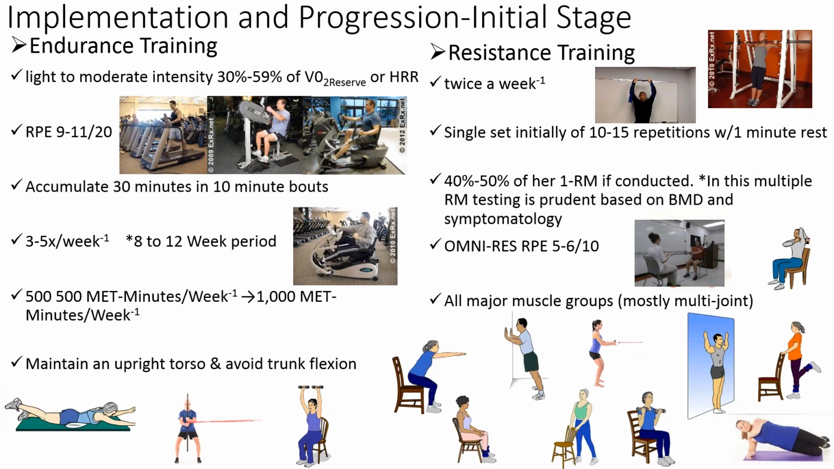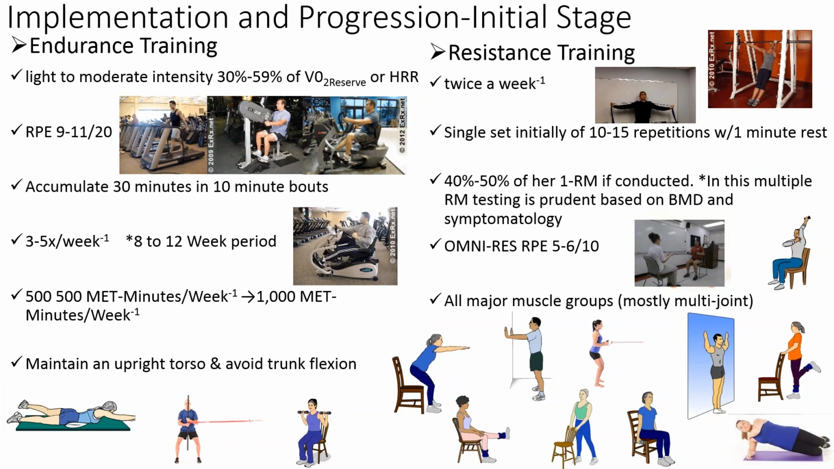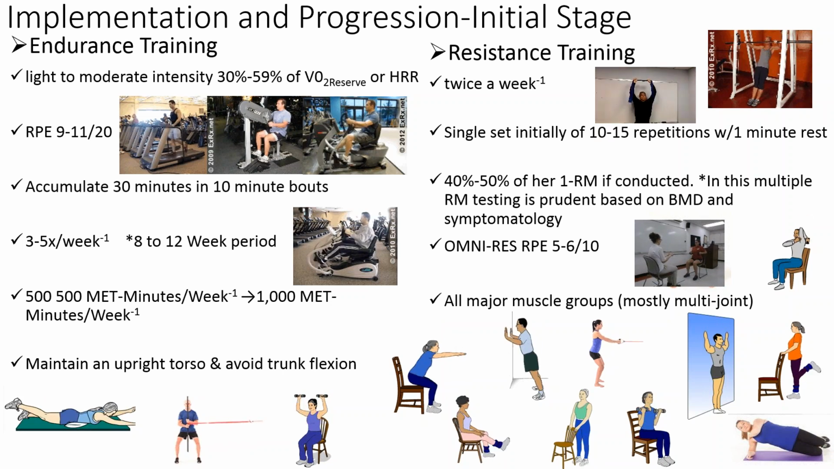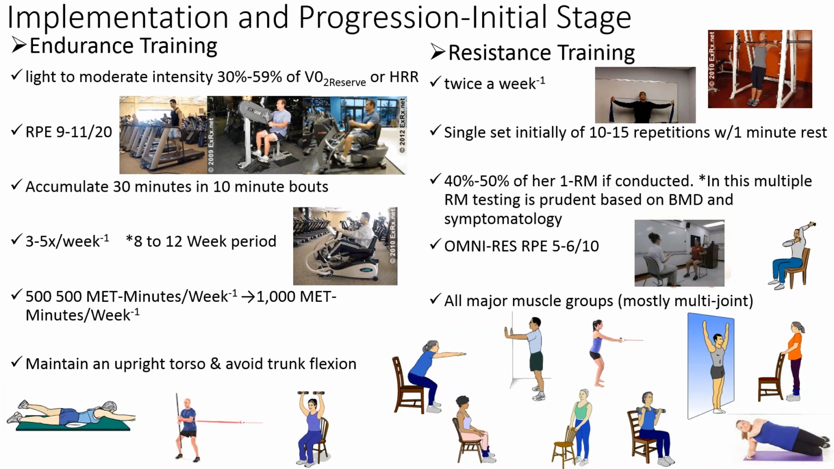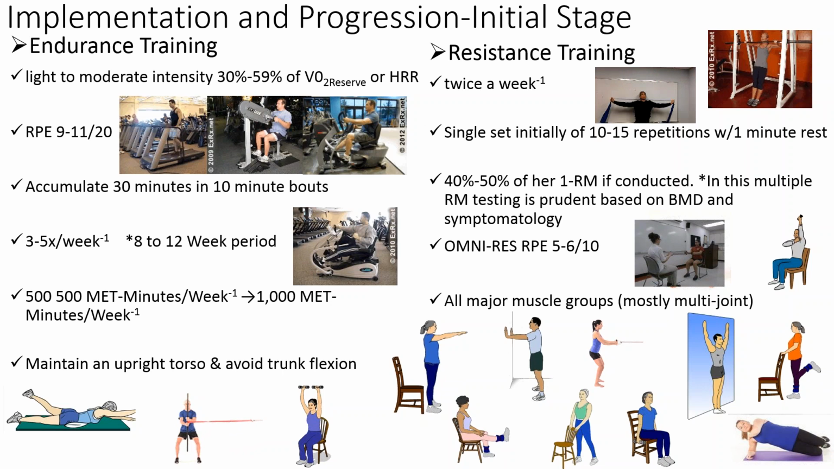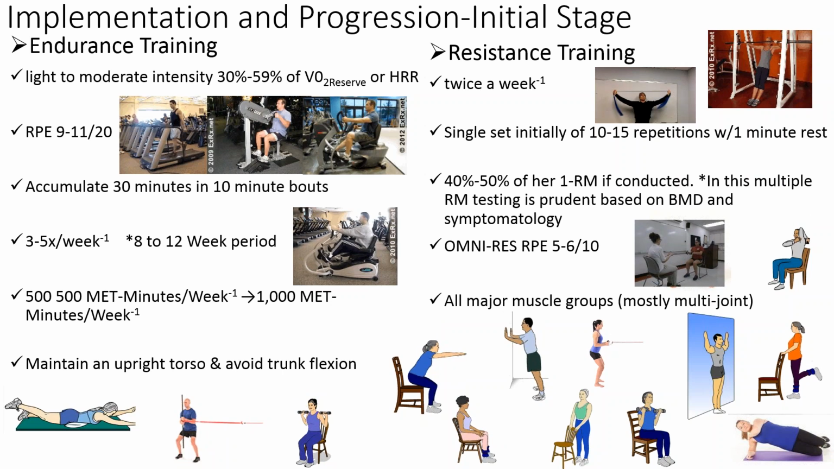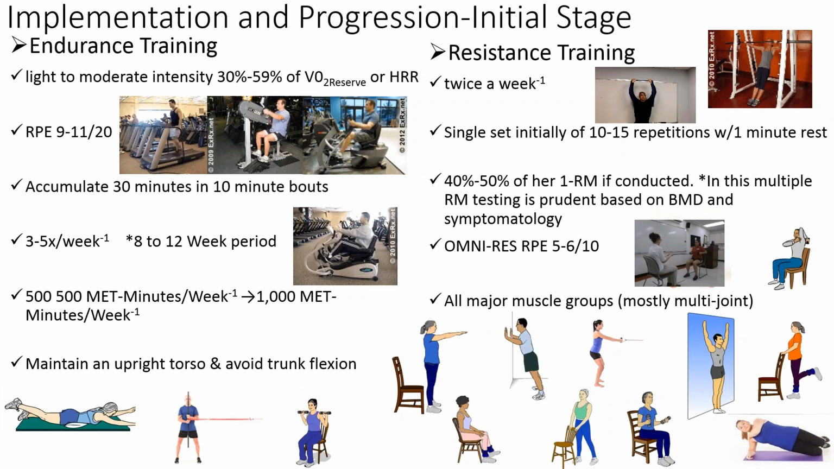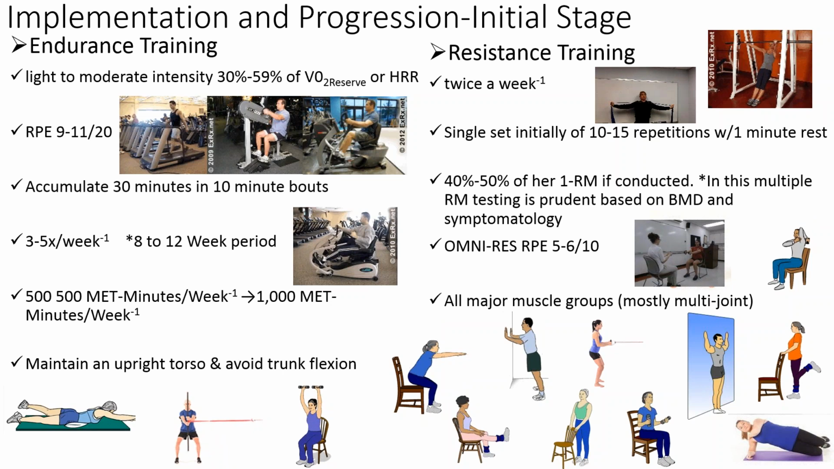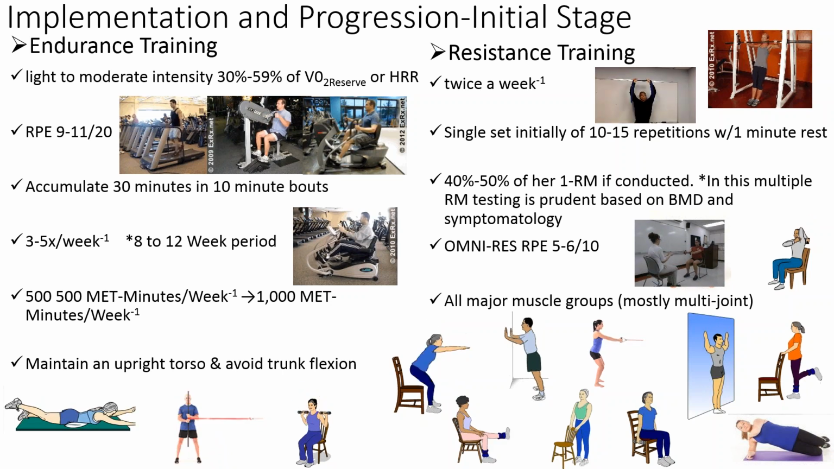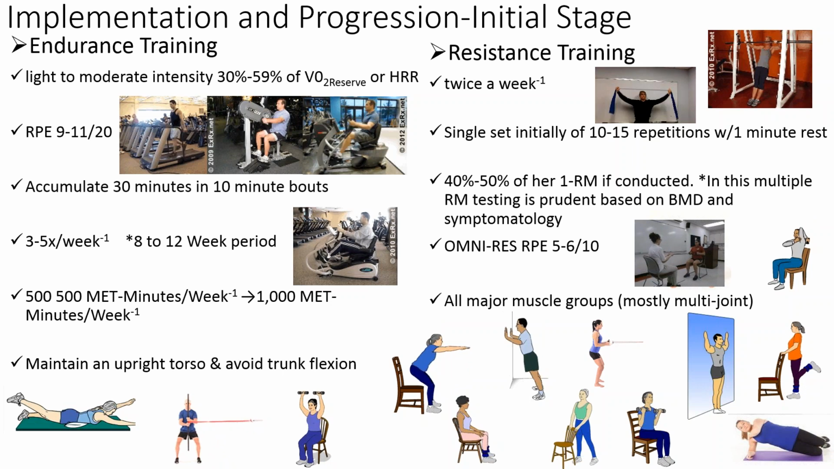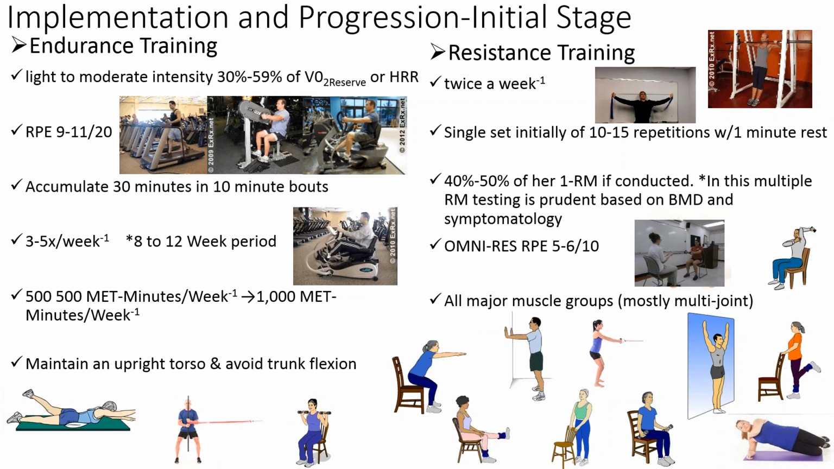Program could begin during the initial phases of approximately 8 to 12 weeks at a light to moderate intensity of approximately 30% and maybe up to 59% of her VO2 reserve or her heart rate reserve, and with a corresponding RPE of approximately somewhere between 9 and 11 out of 20. Notice I didn't give you an arbitrary number of METs because her total MET capacity is so low that four METs or even 5 METs, which for a younger person would be considered moderate, would be considered vigorous for her because of her overall lower capacity.